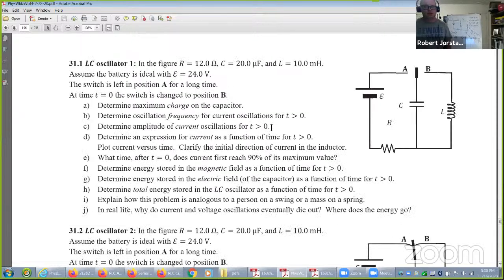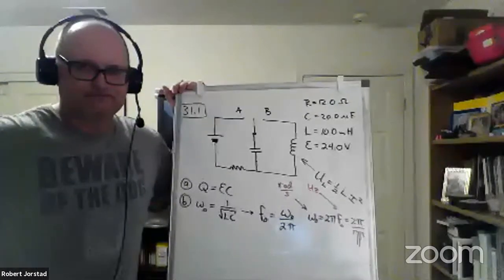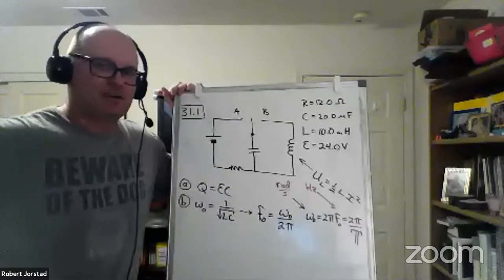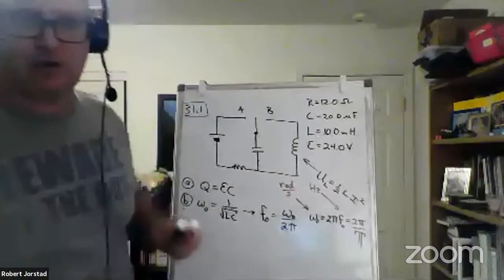Okay, so now it says determine the amplitude of current oscillations. This is the main fundamental physics that we need to talk about here. I want to figure out the current amplitude. So what's happening here? Maybe I could show you with the simulation.